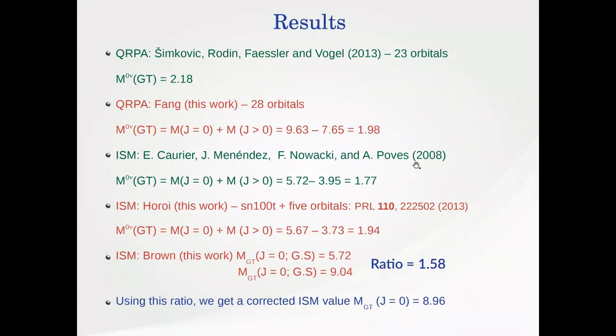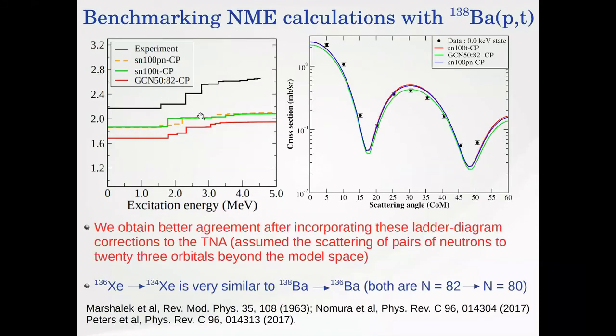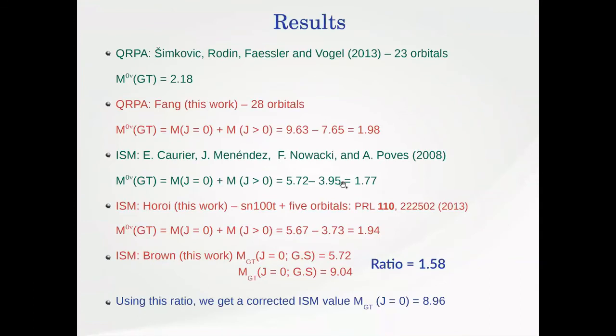Similarly, the Strasbourg-Madrid group obtained this for the J equal to 0, 5.72, J not equal to 0. And we obtained J equal to 0, 3.73 without incorporating these core polarization effects from beyond the model space. But once you incorporate the core polarization effects, then the J equal to 0 increases, needs an enhancement by roughly 1.6, which takes this value to 8.96, which is pretty large. And this has been obtained purely on the basis of comparison with our experimental data.